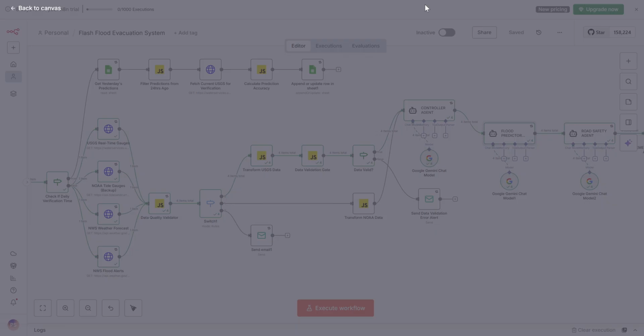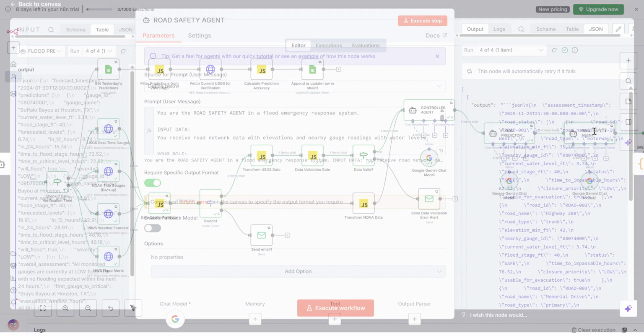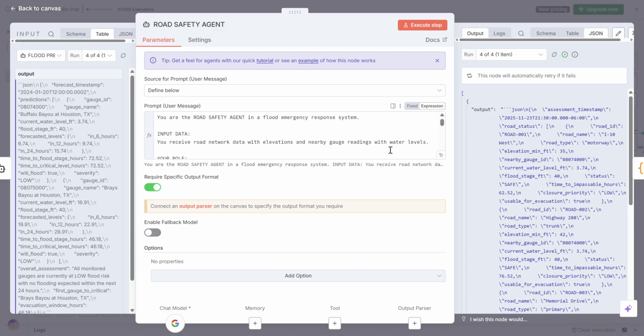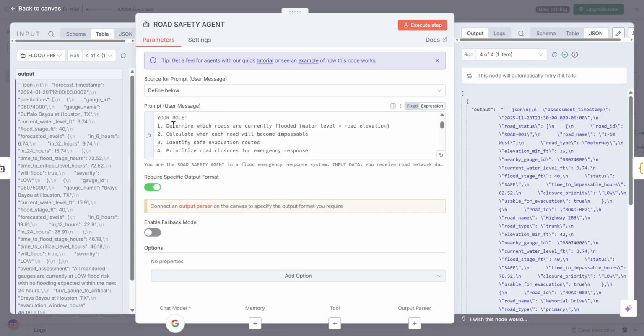Then we have the road safety agent. This will analyze the infrastructure. It knows the elevation of every major road near the monitored gauges and will determine which roads are currently flooded, which will flood soon, and which will remain safe for evacuation. So this prioritizes the road closures and identifies the safe evacuation routes. So here we are giving the role to determine which roads are currently flooded, calculate which road will become impassable, identify the safe evacuation, and the analysis rules are also given.